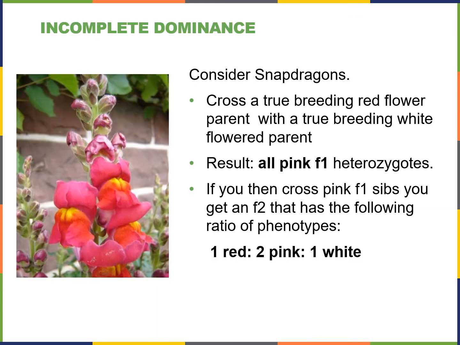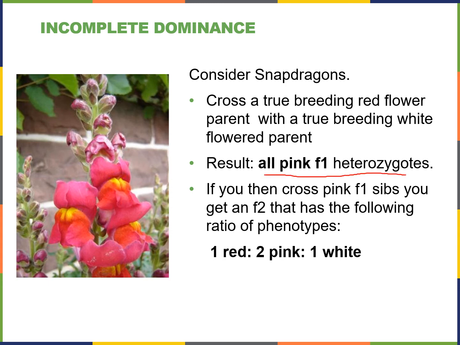Mendel's results that traits are inherited as either dominant or recessive pairs contradicted the view at the time that offspring exhibited a blend of their parents' traits. However, the heterozygote phenotype occasionally does appear to be intermediate between the two parents, and that's exactly what we see in snapdragons. So cross a true breeding red flower parent with a true breeding white flower parent. And what do we get in snapdragons? All pink F1 heterozygotes.